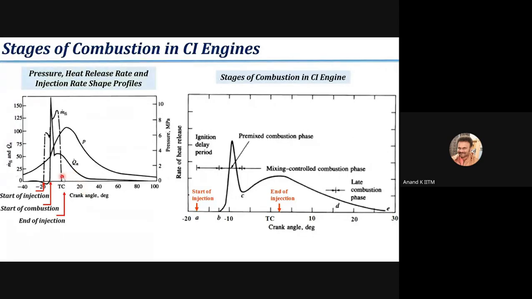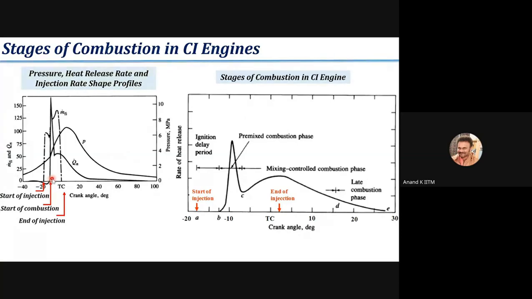So you have this reference point, and this is a pressure profile, this is a heat release profile, and this is an injection profile. The injection event gets started here, and it ends over here. The combustion event gets started here. So you can see that even after the start of combustion, the injection event continues to happen. This is how normal CI engine combustion takes place. You are injecting fuel even after the start of combustion. You start to inject here, you end here, and in between, the combustion event gets started.